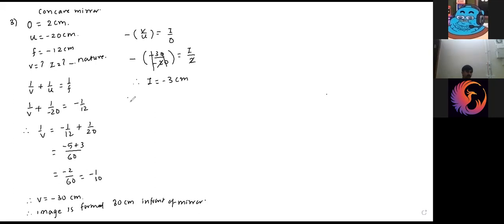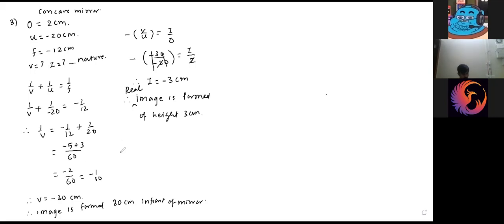So I can write here, therefore, a real image is formed of height 3 centimeter. Negative sign shows it is the real image.